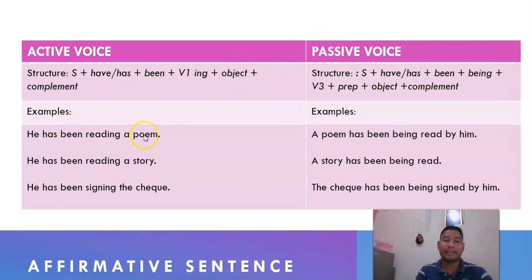Example: he has been reading a poem. A poem has been read by him. He has been reading a history. We can see read plus -ing. Okay, a history has been being read. Another example: he has been signing the check. The verb plus -ing. The check has been being signed by him in the passive voice.